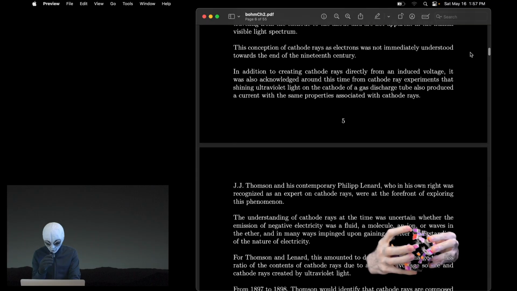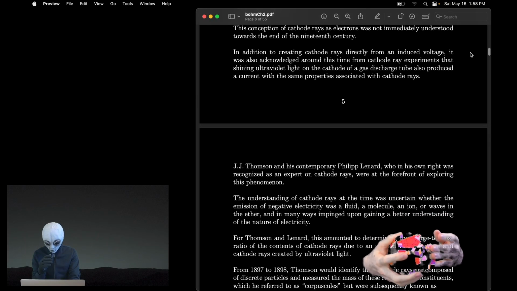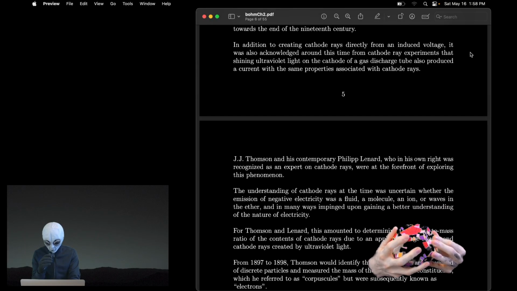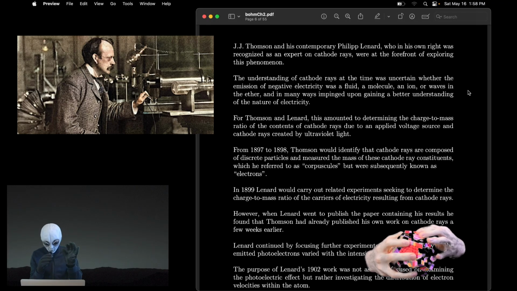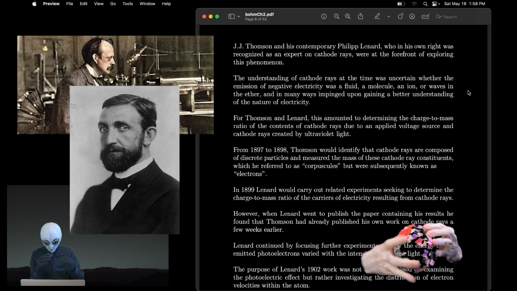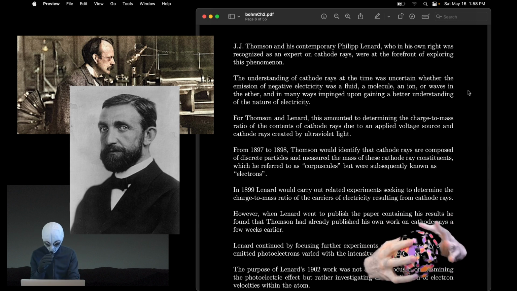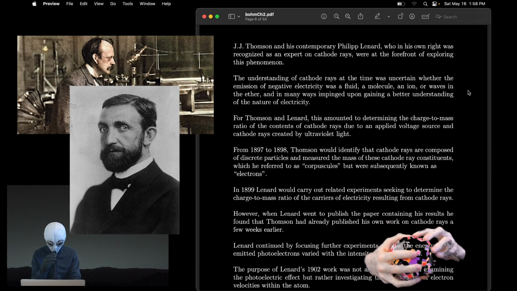In addition to creating cathode rays directly from an induced voltage, it was also acknowledged around this time from cathode ray experiments that shining ultraviolet light on the cathode of a gas discharge tube also produced a current with the same properties associated with cathode rays. J.J. Thomson and his contemporary Philipp Lenard, who in his own right was recognized as an expert on cathode rays, were at the forefront of exploring this phenomenon.